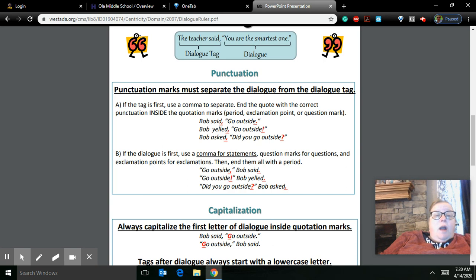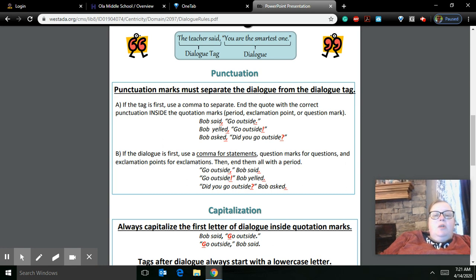All right, so if we are writing dialogue in a narrative, or if we're quoting, or we're writing what a friend of ours said, punctuation marks must separate the dialogue from the dialogue tag, okay? All that is to say, when you are using quotation marks and you are introducing the quote, Bob said, Bob yelled, Bob asked, you have to follow that introduction, which is called the tag, with a comma. Bob said, comma, then you put the quote, what it was that Bob said. Bob yelled, comma, then you put the quote, whatever it was he yelled, okay?